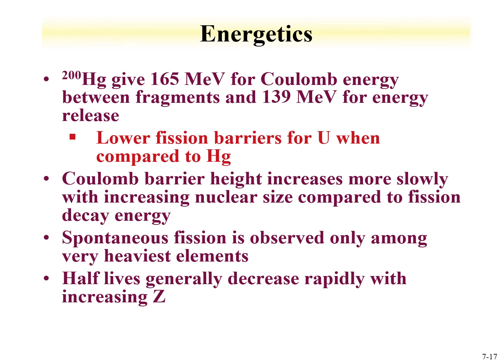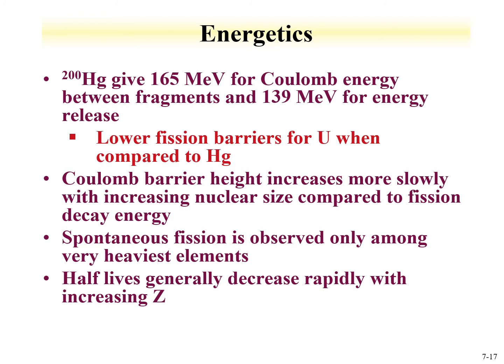As an example, mercury-200 has a Coulomb barrier of about 165 MeV between selected fission fragments, while the fission energy is around 140 MeV. So, obviously, the fission energy is less than the Coulomb barrier. Mercury-200 is not expected to fission. The fission barrier is lower for uranium when compared to the mercury, so fission occurs at this point.